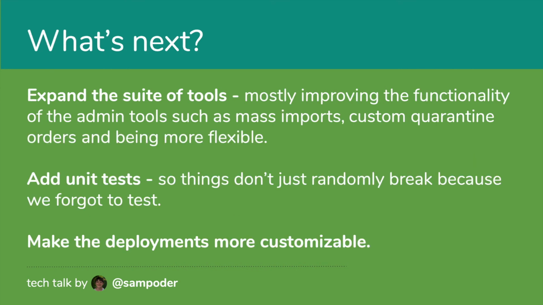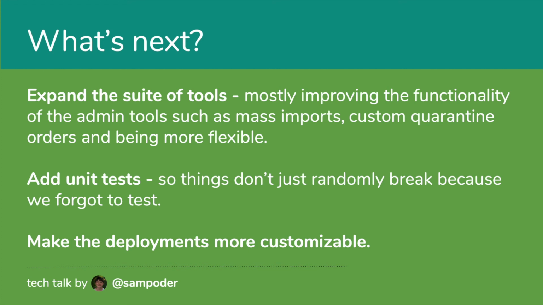So what's next? We want to expand the suite of tools, mostly focusing on improving the functionality of the admin tools, such as mass imports, custom quarantine orders, and being more flexible. I'd also like to revive the API project. So early on we had an API project, but we ended up scrapping that because it's insecure. But I'd like to build a system that allows people to interact with these things securely in their own apps, so governments can be flexible.